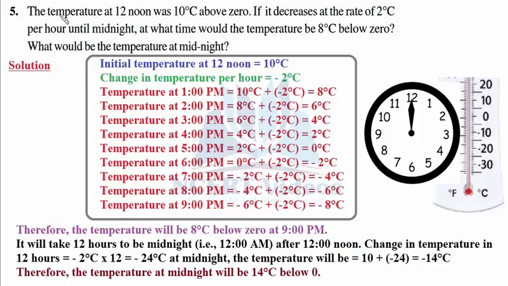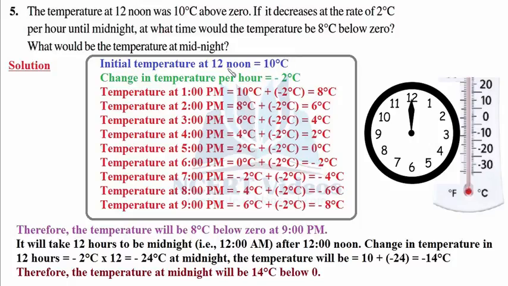Question 5. The temperature at 12 noon was 10 degrees Celsius above 0. If it decreases at a rate of 2 degrees Celsius per hour until midnight, at what time would the temperature be 8 degrees Celsius below 0? What would be the temperature at midnight? So the initial temperature given is at 12 noon, exactly when the clock is here. You don't call it afternoon or morning, it is noon, exactly at 12. The temperature is 10 degrees Celsius.